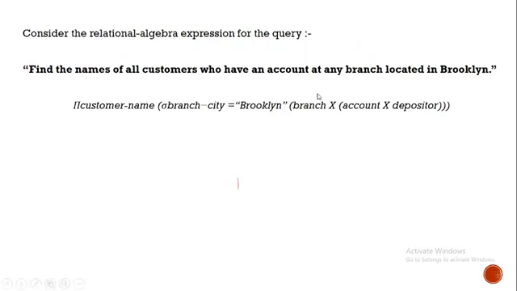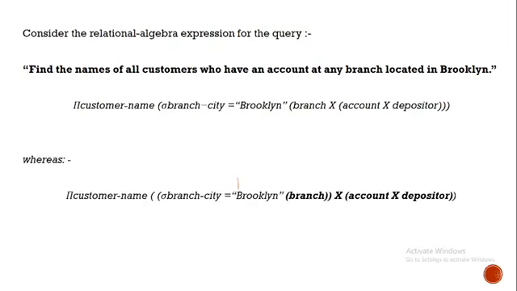Here we have to use three tables. We have to join these three tables. Account is joined with depositor, and the result is again joined with the branch. And finally, from the resulting relation, those tuples are selected where branch city is equal to Brooklyn, and finally the customer name is projected. So this query can also be written in this form in extended relational algebra expression.